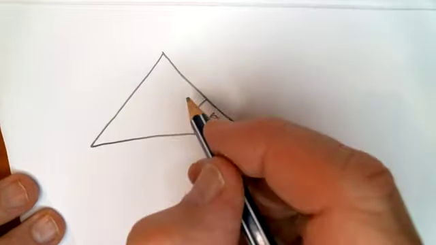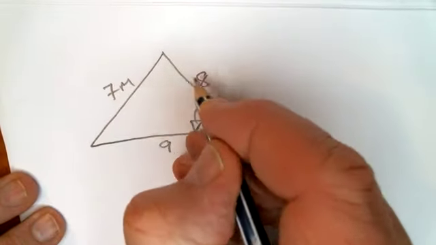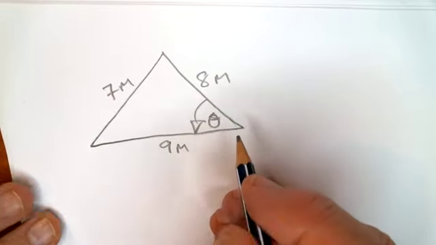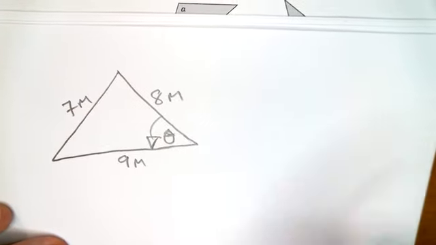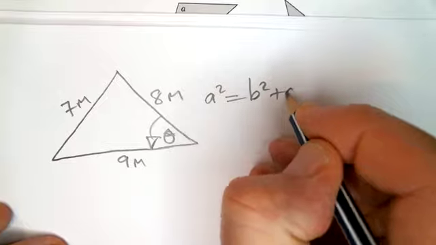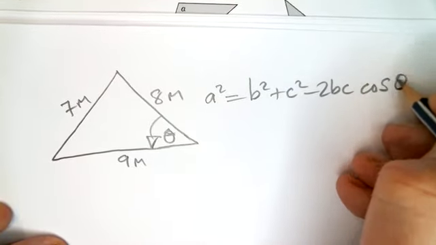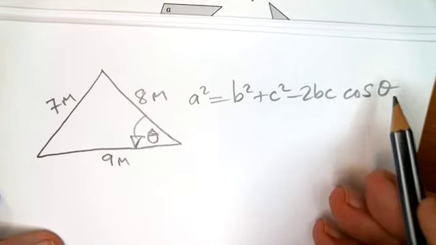Now, we've got an 8 and a 9 and a 7. These are all in meters. And we've got to find angle theta. So there's my theta there, which now looks less like theta than it did before. We have the cosine rule, which is a squared is equal to b squared plus c squared minus 2bc cos theta. Now, the challenge here is we really want to make theta the subject.